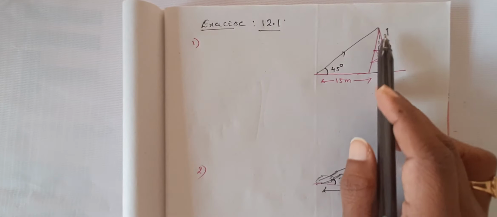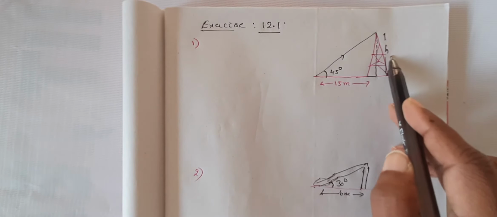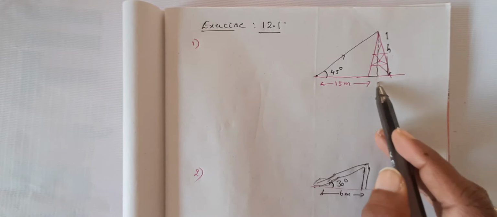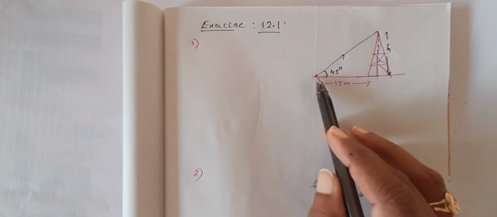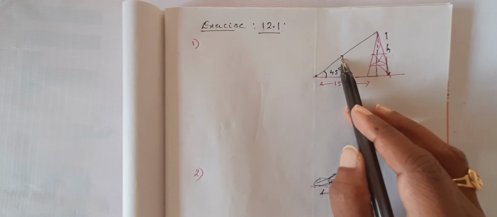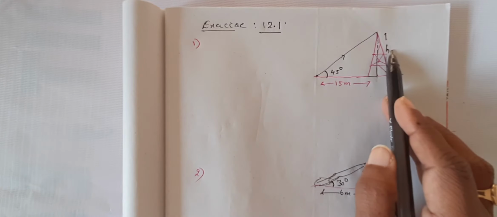Now here is the problem. The tower is vertically standing. Let this be the height of the tower, h. Now at a distance of 15 meters from the foot of the tower, the angle of elevation, in the sense of upward line of sight, is 45 degrees. Clear? Now we have to find h.